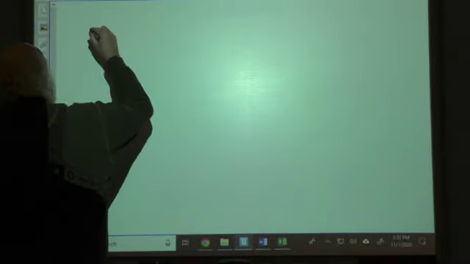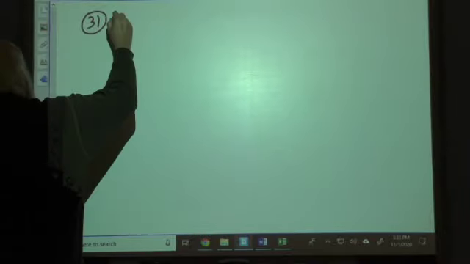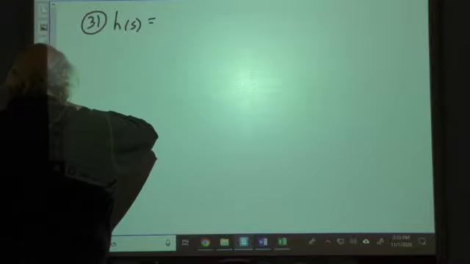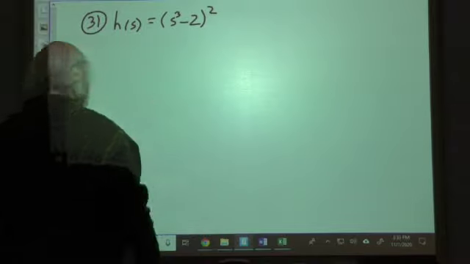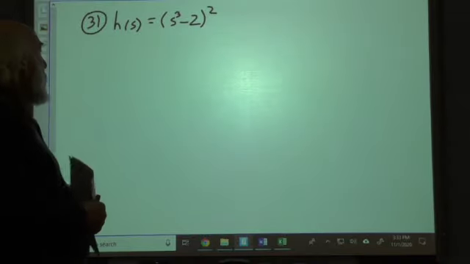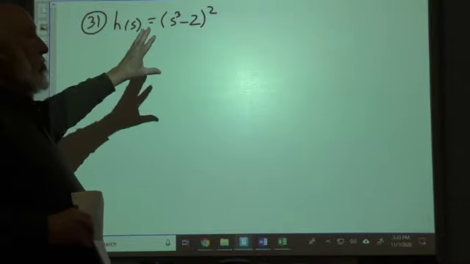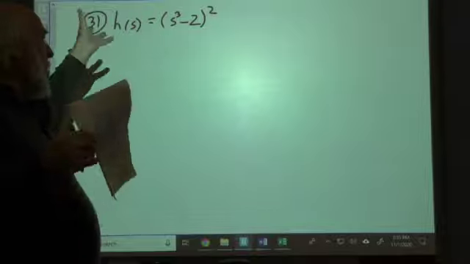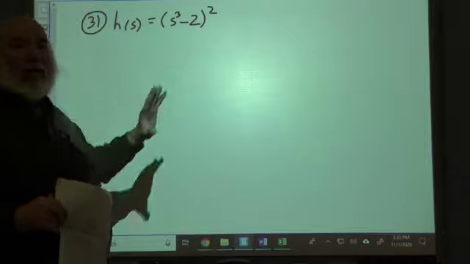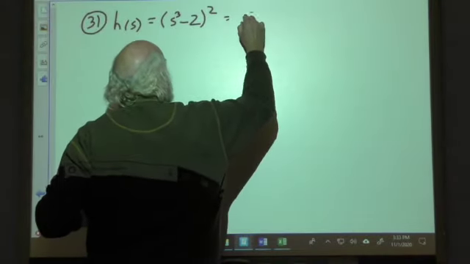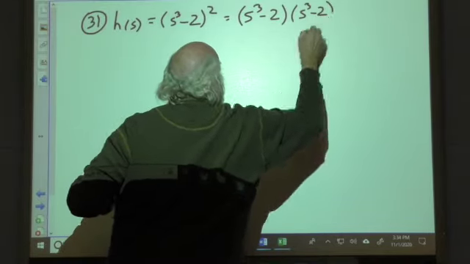Number 31. We have h of s is equal to (s cubed minus 2) squared. That's the problem. Now, we haven't done powers of power yet, or the rule of powers of power, or whatever you want to call it. We will get to that eventually, but for right now, we're going to rewrite that as a product of two of them. So this is going to be (s cubed minus 2) times (s cubed minus 2).